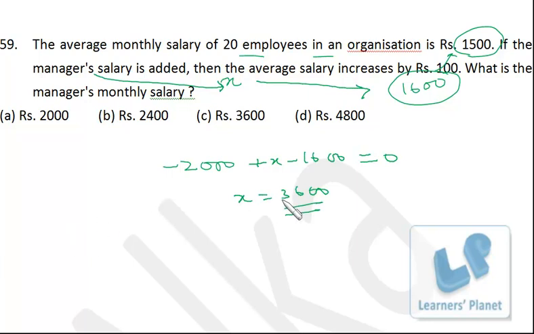You can do this sum in just one line, right? It will hardly take 20 seconds of yours if you are conceptually clear, that means if you are clear with the deviation method. Okay.